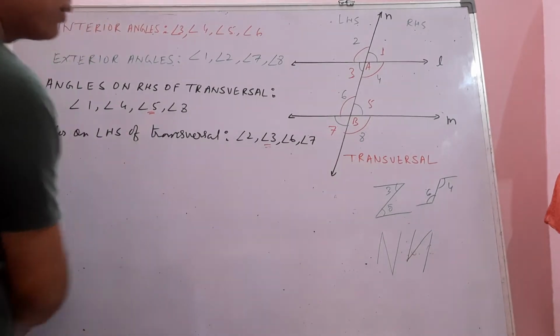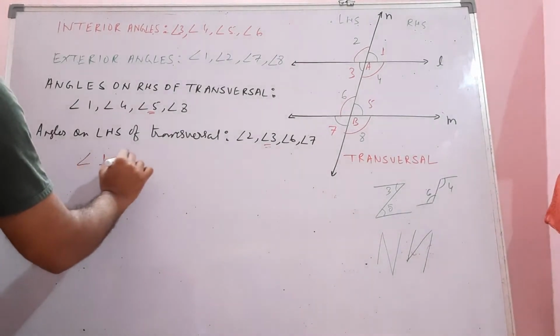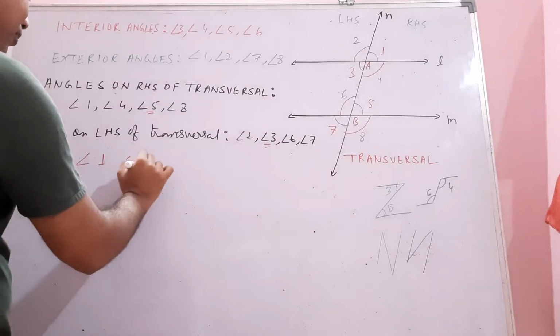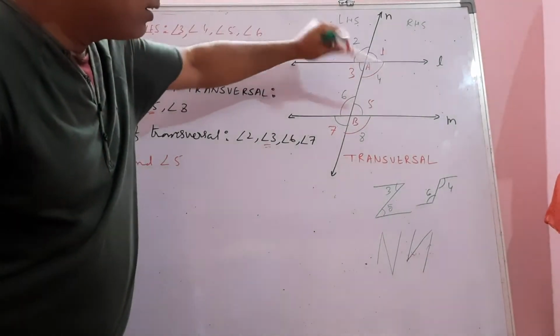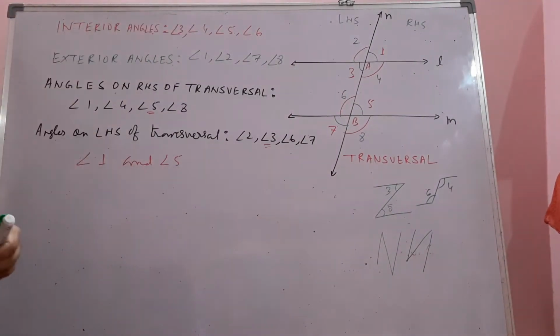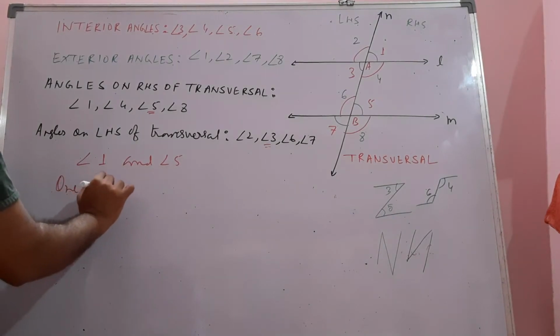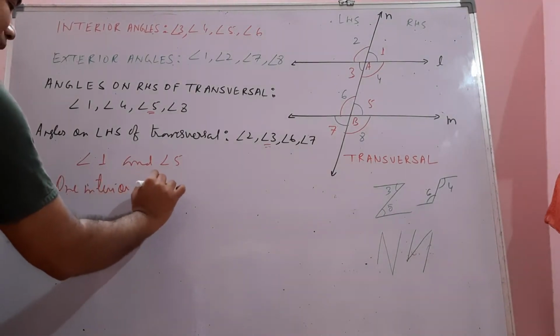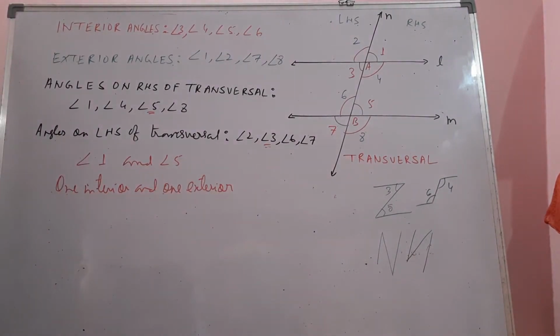In this pair, suppose I take angle 1 and angle 5. What have I seen in angle 1 and angle 5? First of all, angle 1 is in the list of exterior, angle 5 is in the list of interior. That means out of these two angles I can see one interior and one exterior.